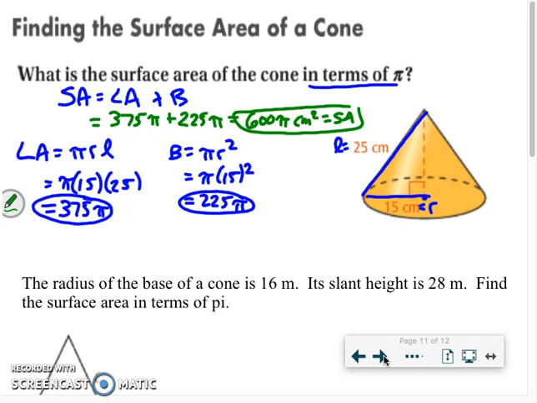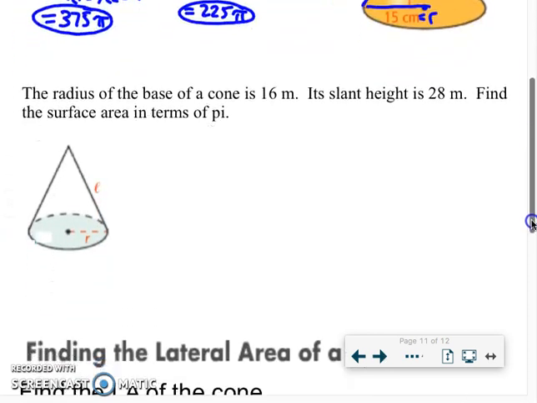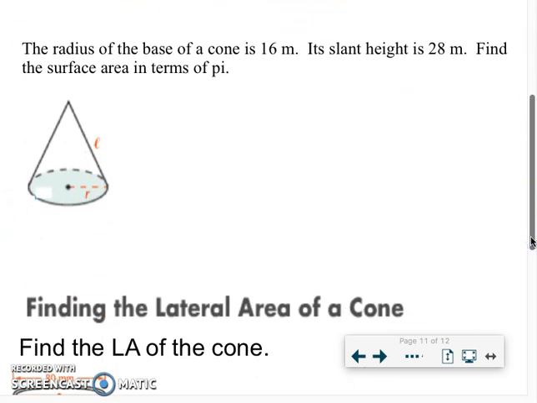All right, the next one, same idea. The radius is given to you as 16. The slant height is given to you as 28. So they gave us r, and they gave us cursive L. So in other words, we have everything that we need.